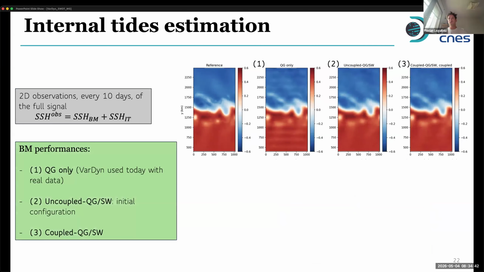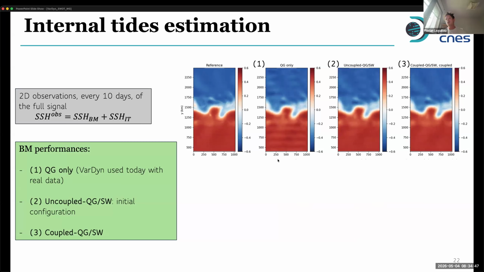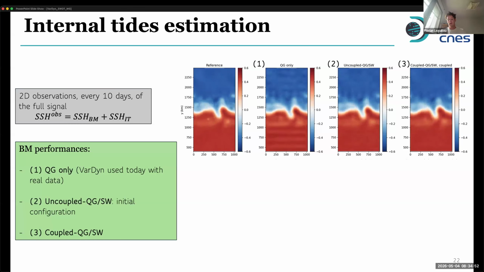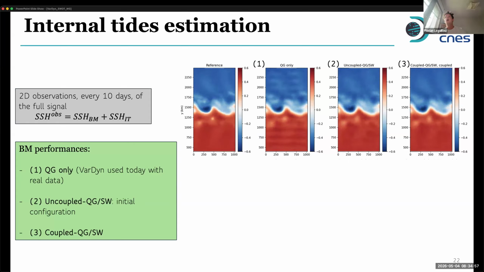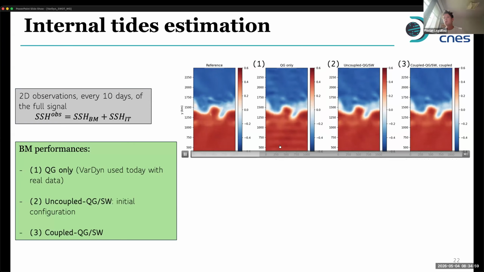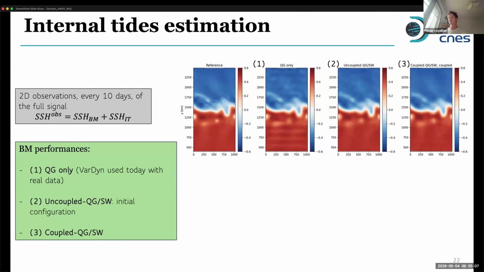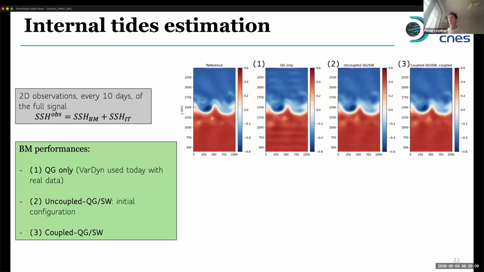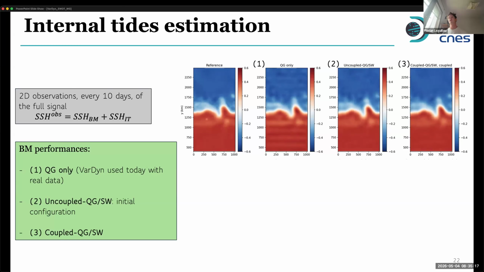In terms of balanced motion reconstruction, to the left you have the balanced motion reconstruction. Here you have the QG only method, the initial VarDyn method that we tested with SWOT globally during the science phase, the first part of my talk. And we see the internal tide aliasing. The internal tide projects onto the balanced motion, and that's why we can't really reach small scale mapping with SWOT: it is due to these internal tides that project onto the balanced motion field.